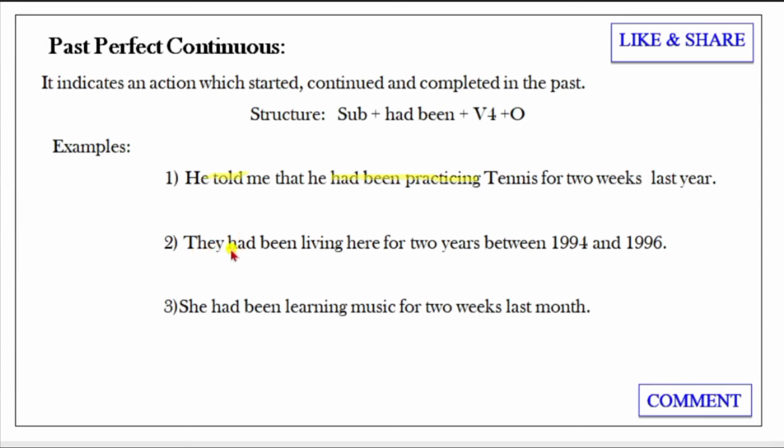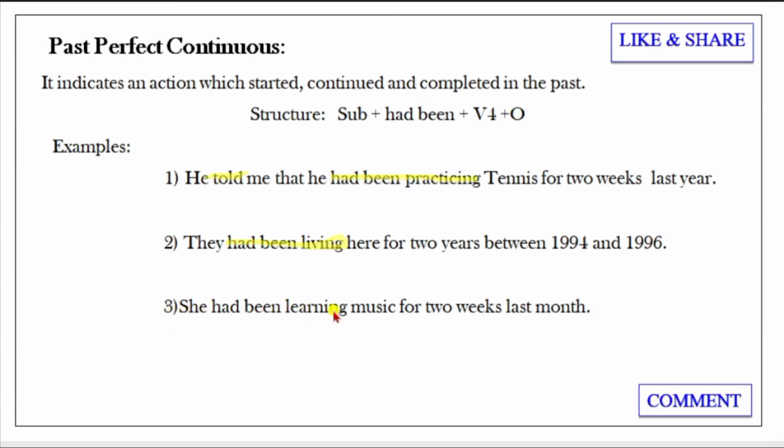One more example. They had been living here for 2 years between 1994 and 1996. In between that, those people, they had been living. So that indicates started in past and also completed in past. They started living in past in 1994 and also completed in past, in between 1994 and 1996. That sentence tells us that.